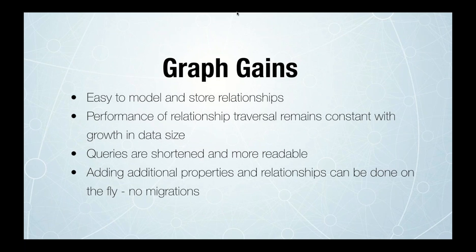Graphs make it, alternatively, much easier to model and store your relationships. The performance of relationship traversal remains constant as you grow in data size, and this is what's really important. So Neo4j has what we call index-free adjacency. What that means is you're hopping from one relationship to another relationship to another relationship. We are not looking at indexes for each of those hops. We are essentially doing pointer arithmetic. We're essentially saying advance 34 bytes or advance another 34 bytes. And this makes it a lot faster to traverse your graph over those relationships.